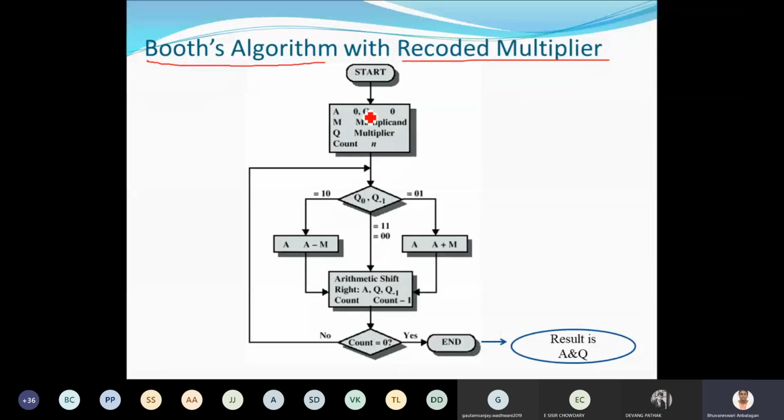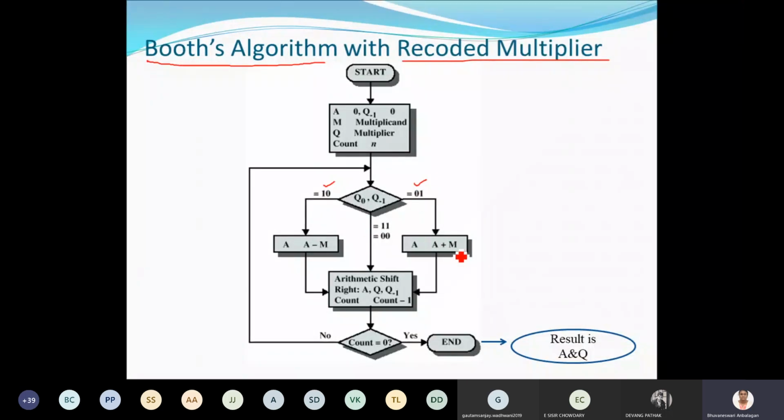So you have been given a multiplicand and multiplier which are stored in M and Q. You have the accumulator register and then Q minus 1, which is a single bit register. You're going to have count N, which is the number of bits it is going to perform the multiplication for the input value. So we have this condition: you're going to check Q0 and Q minus 1 and do all this operation.